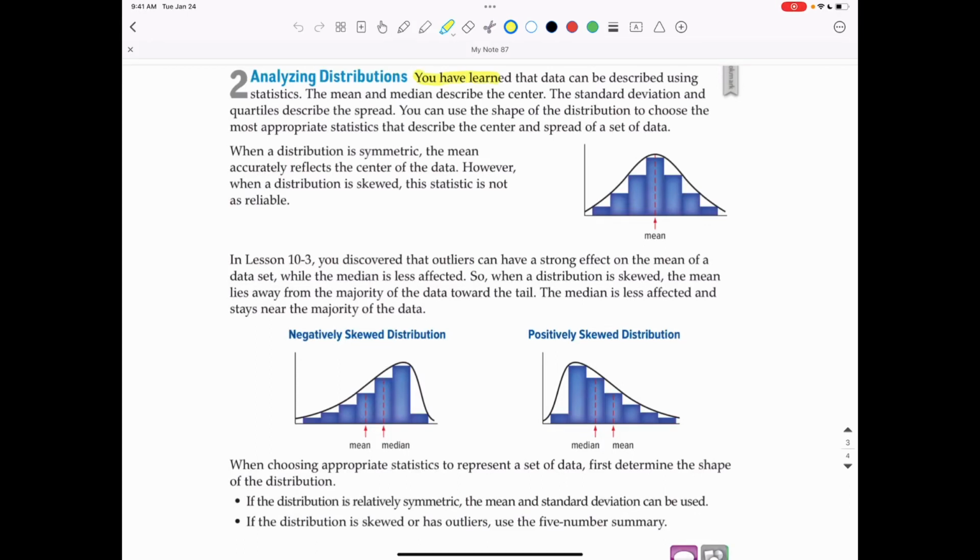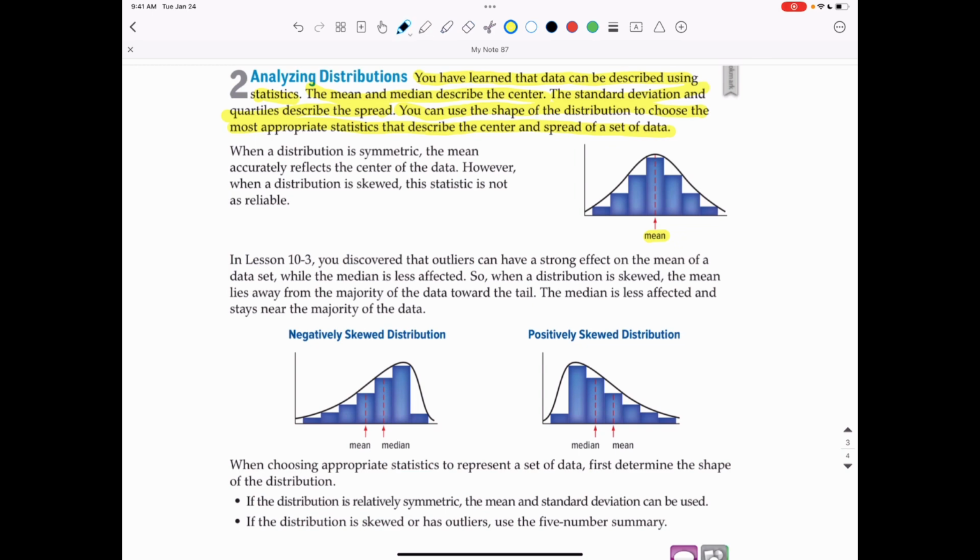So now that we've learned that data can be used for statistics, we know that the mean and the median describe the center. Standard deviation and quartiles describe spread. You can use the shape of the distribution to choose the most appropriate statistics to describe the center and spread of the data. So when we have a symmetric distribution like this one, notice that the mean is right there near the center or at the center of the distribution.